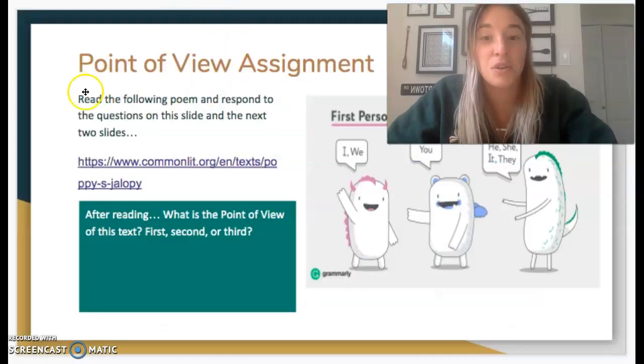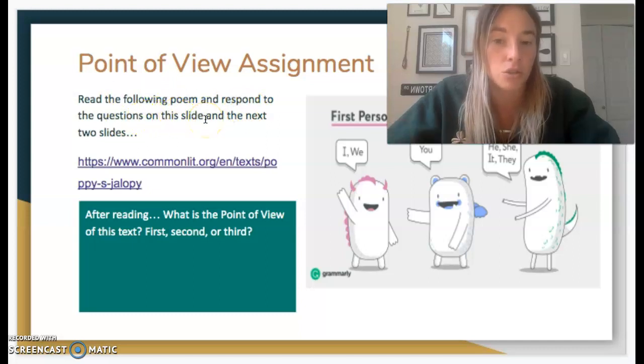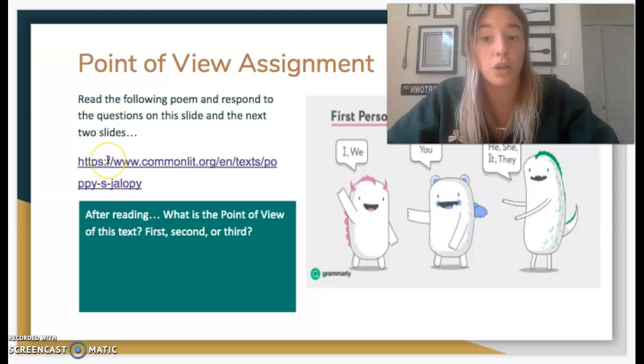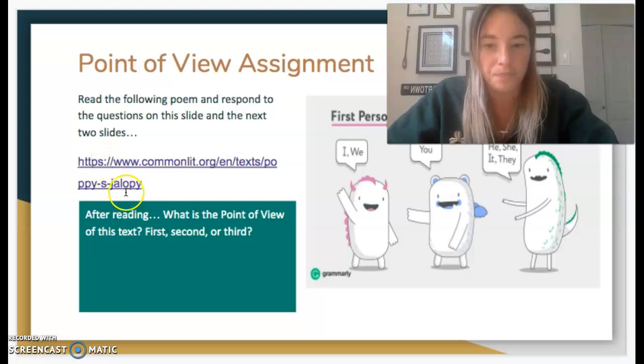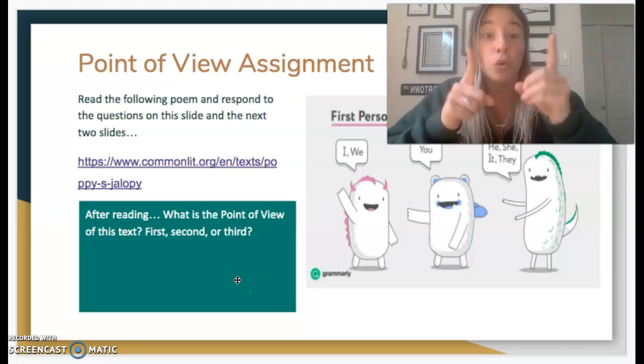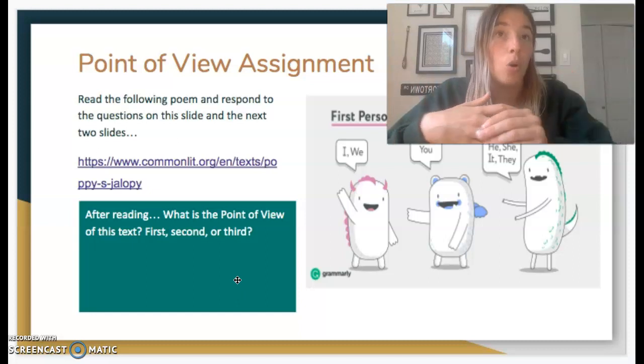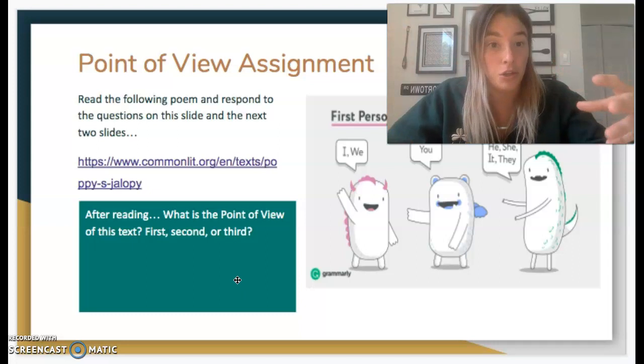Okay. So to begin the point of view assignment, the first thing you're going to do is read the following poem and respond to the questions on this slide and on the next two slides. So you're going to read the poem that is linked right here. And then right after you read, you're going to tell me, is the point of view first, second, or third? So is the narrator telling the story from their point of view, from your point of view, or from the point of view of somebody completely away from both me and you?